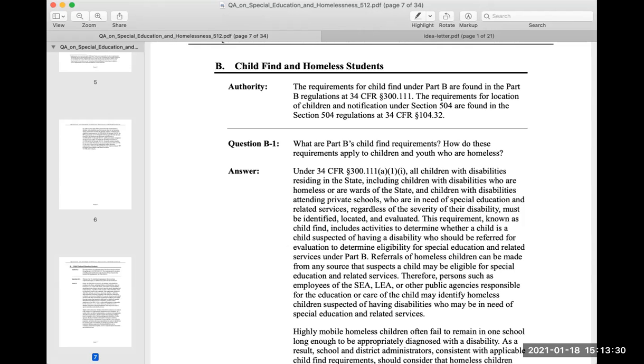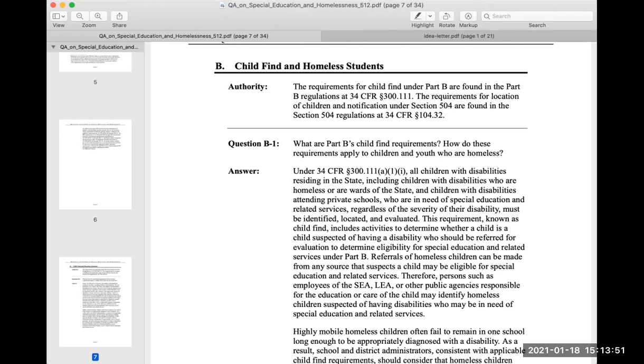The requirements for location of children and notification under Section 504 are found in the Section 504 regulations at 34 CFR paragraph 104.32. What are Part B's Child Find requirements? How do these requirements apply to children and youth who are homeless?